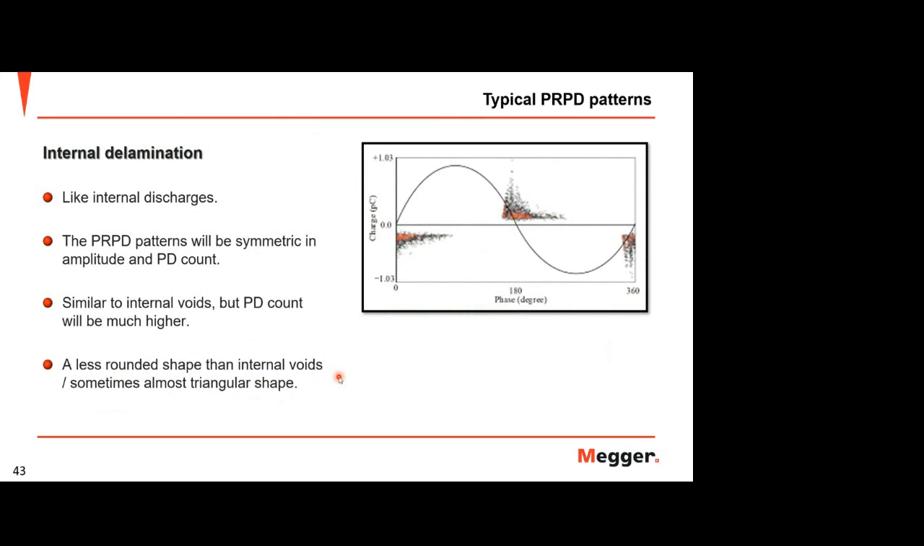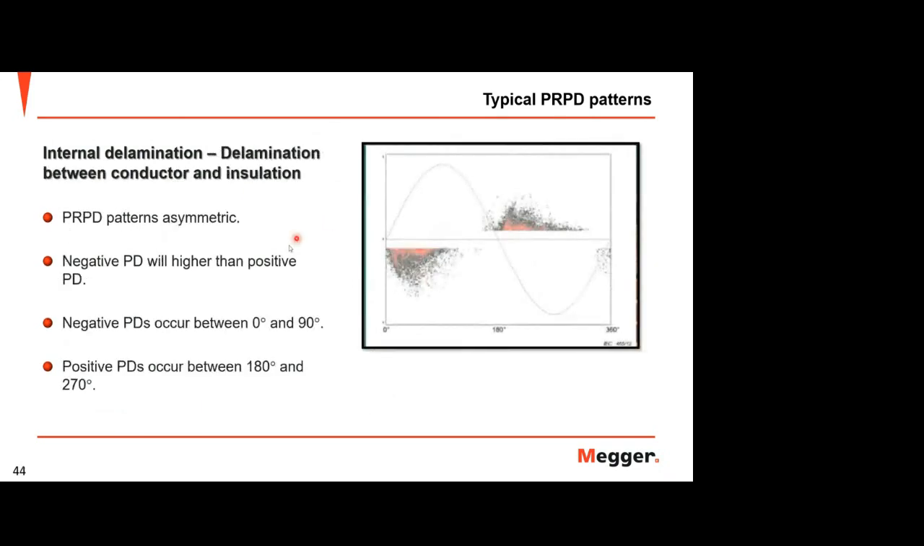So if you already see a triangular shape, it can be internal delamination, or maybe another type of PD. This one is delamination between the conductor and insulation. As I mentioned before, if the magnitude is higher in the positive half cycle compared to the negative half cycle, it means the PD source is close to the conductor. Here, negative PD will be higher than positive. Negative PD occurs between this angle and positive PD at this angle.